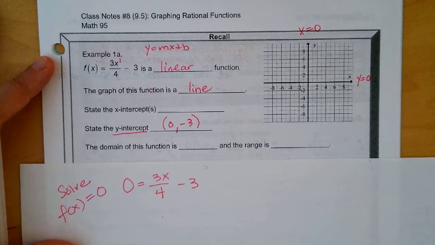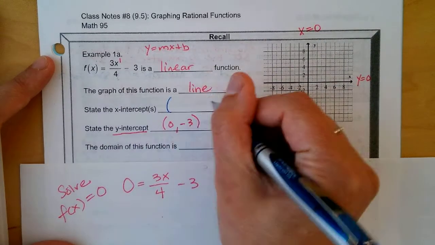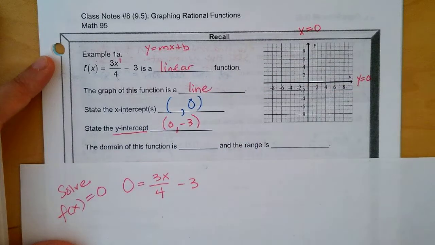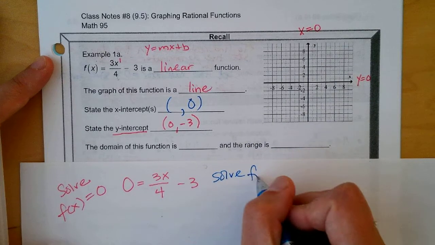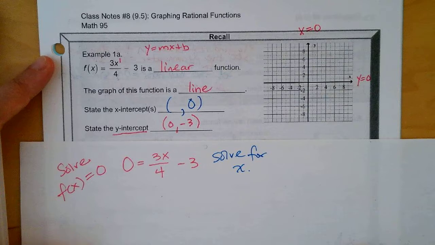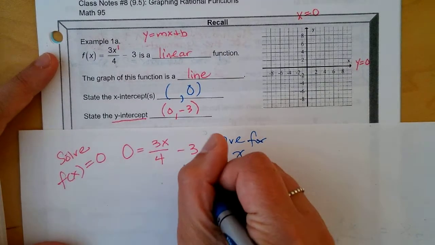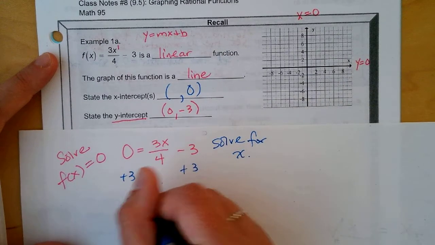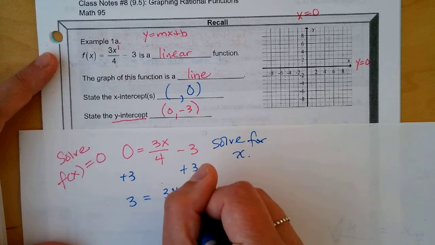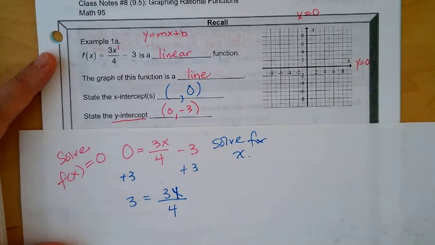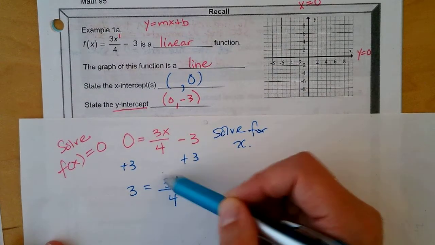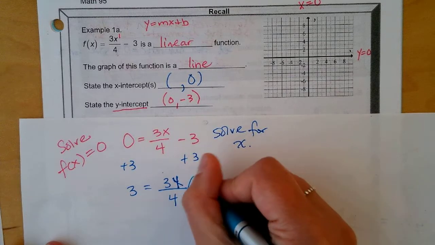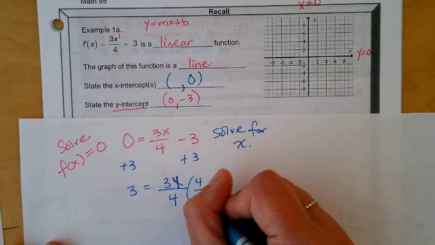What would I do to solve for x there? Because I want when y equals 0, I want to know what my x value is. Any thoughts about how I can solve for x? Add 3 to both sides. I get 3 equals 3x over 4. It's the opposite of dividing. Or what can you do to undo the 3/4? Yes, multiply by 4. You could also divide by 3.